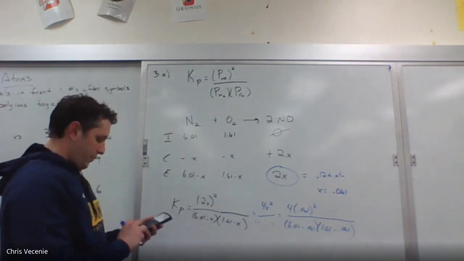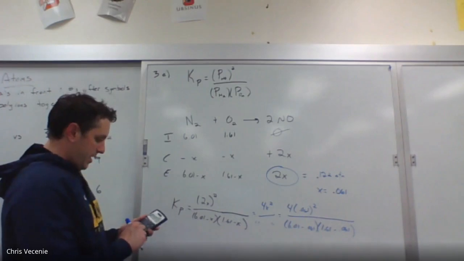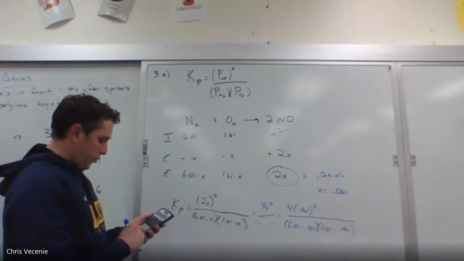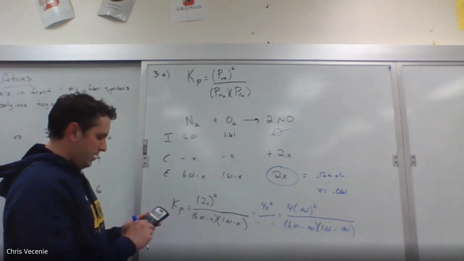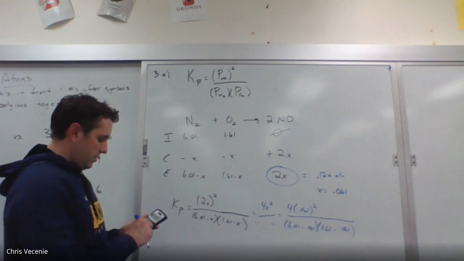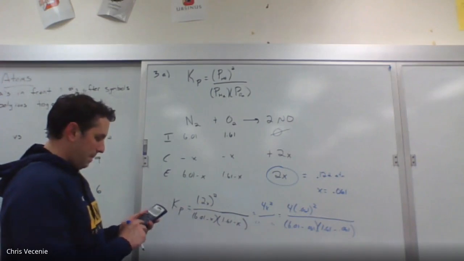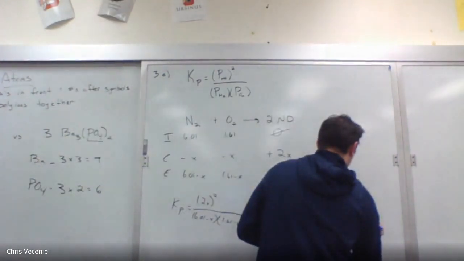All right, and then we get our number. So 0.061 squared, times that by 4, divide by the 6.01 minus 0.061 in parentheses there, and then divided by 1.61 minus 0.061 again.